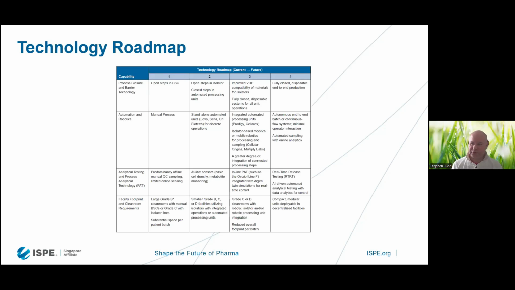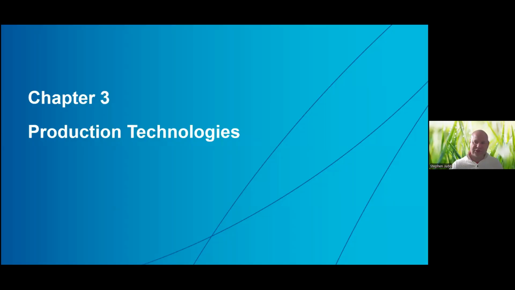Future looking is where we would like to get to, which is stage 4, where we're focused more on minimization of manual intervention, moving towards lights out as far as is practical, real-time release using automation, and highly automated digitalized facilities. So that's an overview of section 2. I will now hand over to Judith to discuss chapter 3.